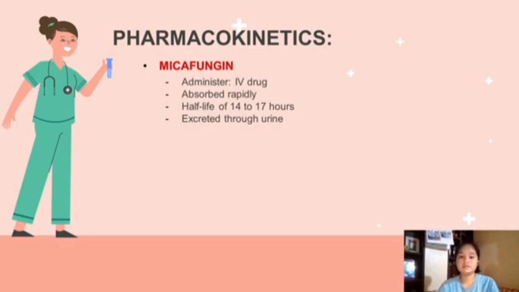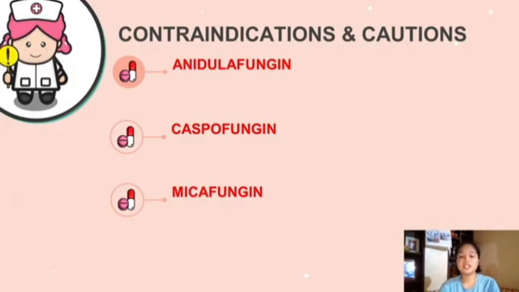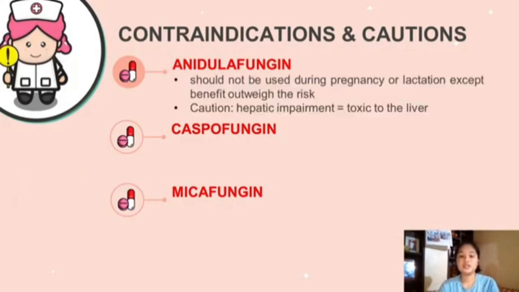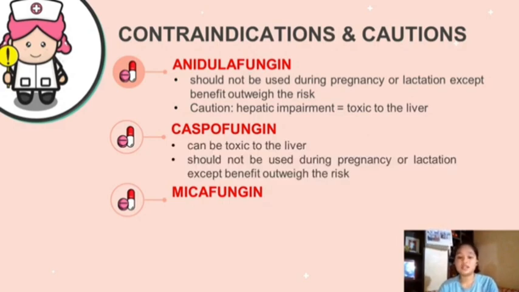excreted through urine. As for the contraindications and cautions, anidulafungin should not be used during pregnancy or lactation except when the benefit outweighs the risk. Because again, it may cross the placenta and enter the breast milk, and it also needs caution with patients who have hepatic impairment because it can be toxic to their liver. Same as with anidulafungin, caspofungin can be toxic to the liver in patients who have hepatic impairment, and it is also known to enter the breast milk, thus it should not be used during pregnancy or lactation, except when the benefit outweighs the risk.